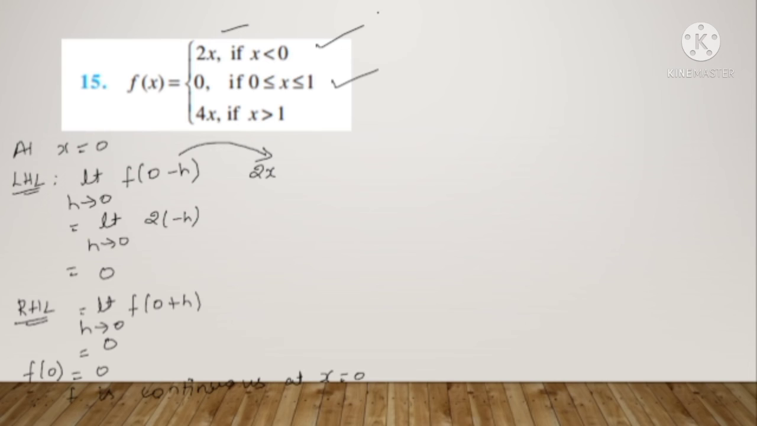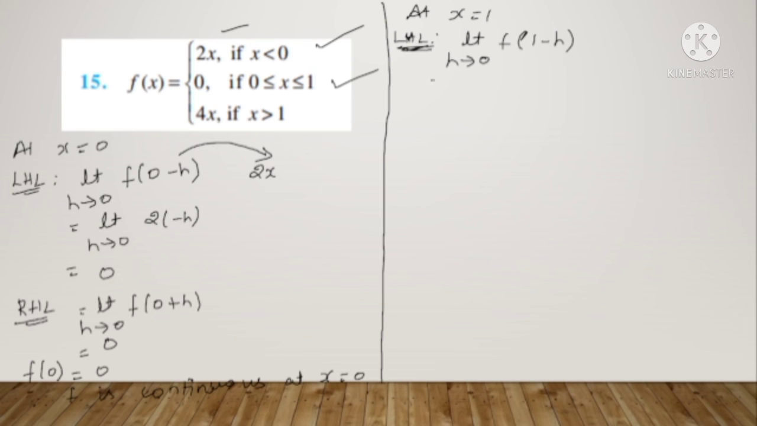So at x equal to 0, we have found that f is continuous. Next we are going to check for x equal to 1. For that we have to take LHL and RHL. So first we take LHL, limit h tends to 0, f of 1 minus h. So some number is subtracted with 1. So what will be the function f? The function f will obviously be 0.